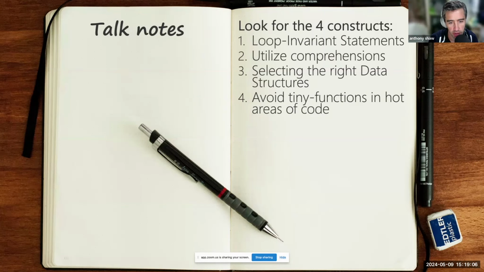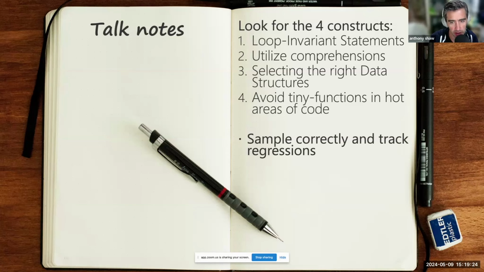So if you've done some profiling and you found a particular block of code that you think you need to optimize, then I would say to look at following these four constructs and to sample and baseline, and then track any changes and regressions. The optimizations that the Python team are doing on CPython itself roughly follow some of these constructs, but they're also looking at changing the algorithms.